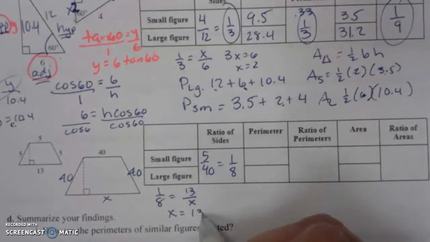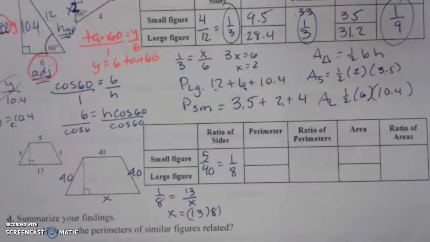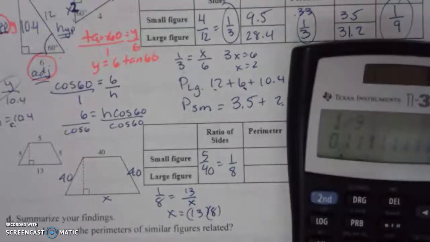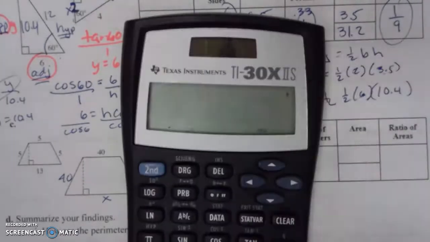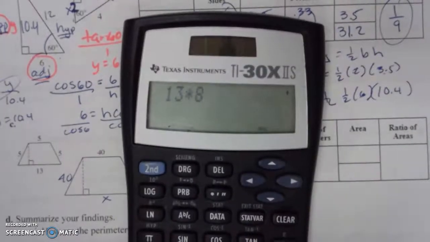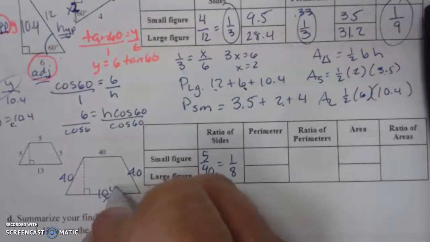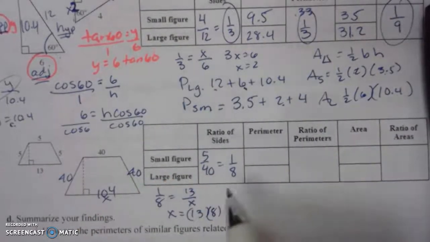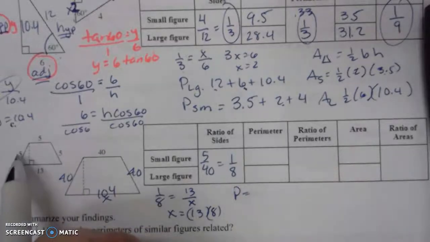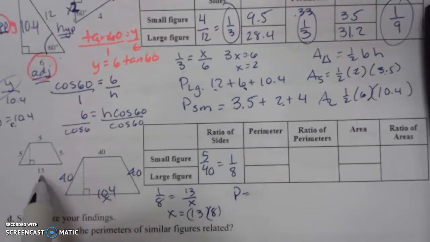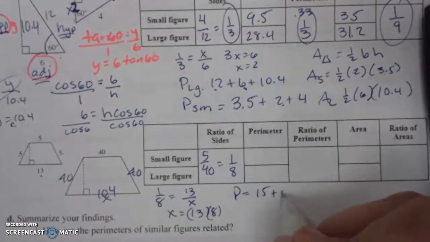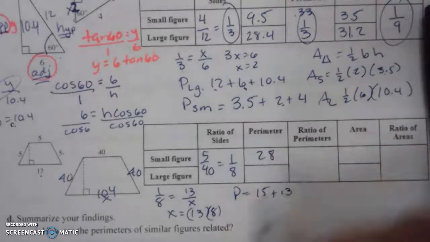X equals 13 times 8. And 13 times 8 equals what? Let's go over here. 13 times 8 equals 104. So this is 104. So the perimeter, let's add up the perimeter. The perimeter is going to be 5, 10, 15 plus 13. 15 plus 13 equals 28.